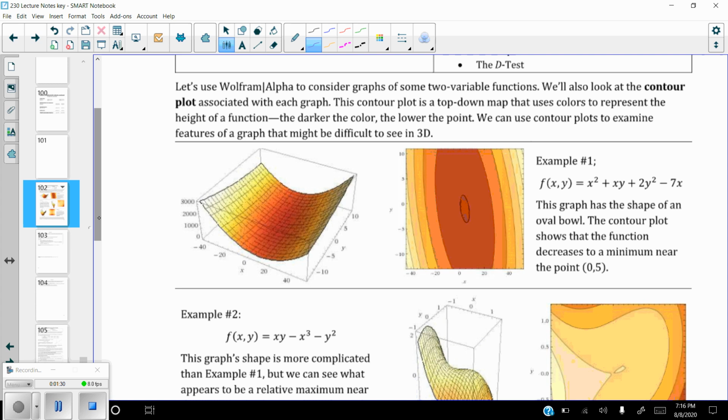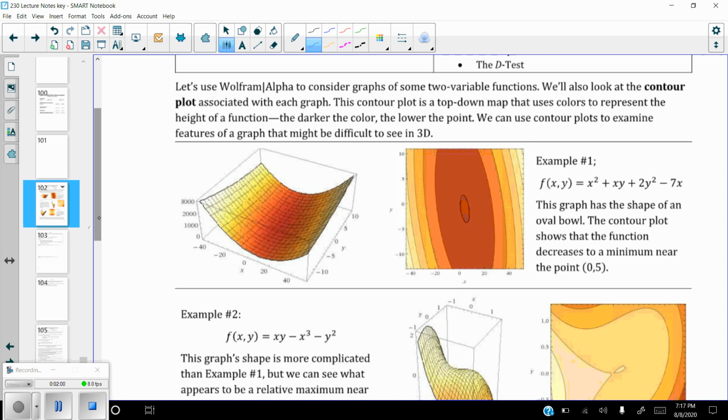So the contour map represents, the different colors represent the height of the function. The darker the color, the lower the point. A lot of times contour maps, which is like the map on the right-hand side of this first example, actually put numbers which represent the general height of the function, and I'm going to kind of add that in there for you. But what we can do is use contour map plots to examine features of a graph that might be difficult to see in 3D.